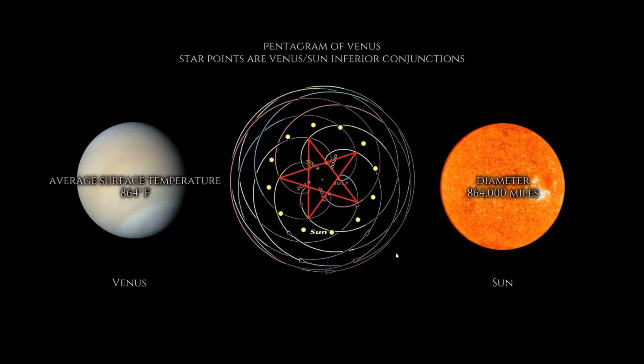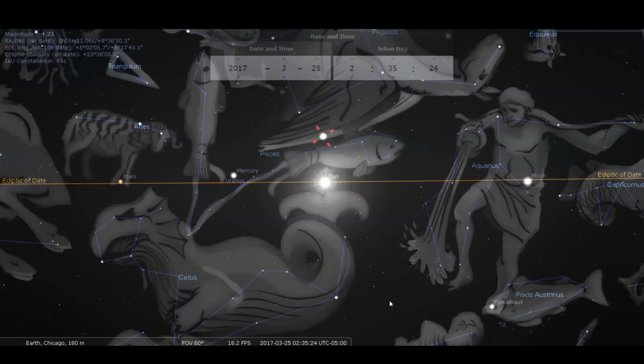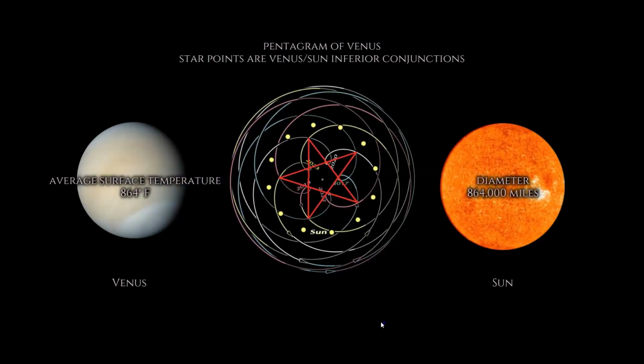So I showed you guys in part 1 that the pentagram of Venus, the star points, are formed by Venus and Sun inferior conjunctions. When Venus and the Sun are lined up, that's one of our star points. And there's a number relationship here between Venus and the Sun.